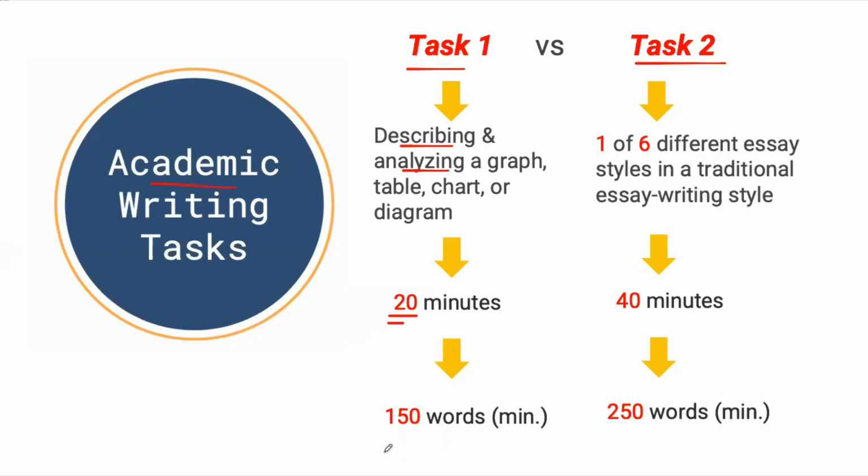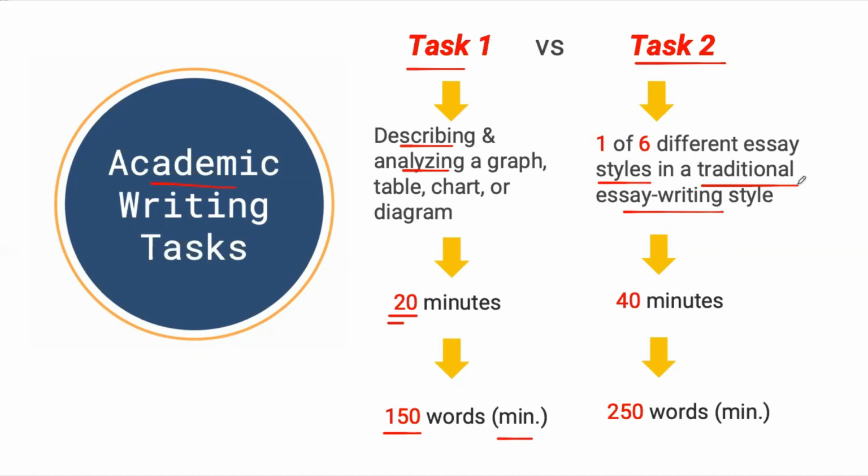And keep in mind that you'll only have to write 150 words minimum. So this is important. We'll come back to this in just a moment. Task 2, on the other hand, is more of an essay writing style. So you don't have to analyze information or data. Instead, you're going to have one of 6 different essay styles, which we'll talk about in just a minute. And it's a very traditional essay writing style that you would find in an academic setting, at university, or things like this.